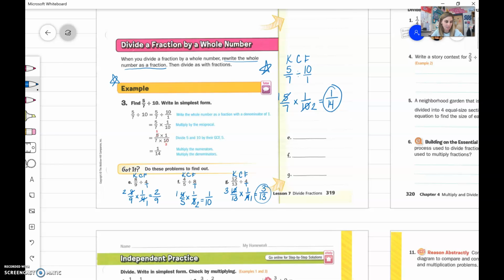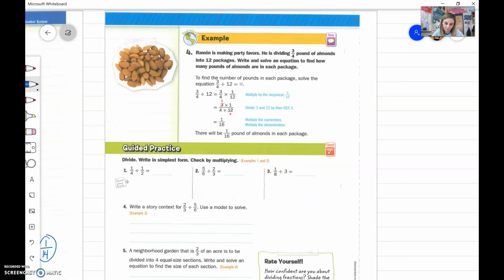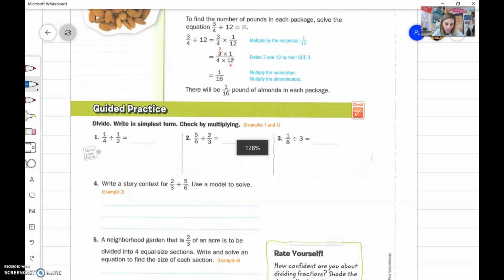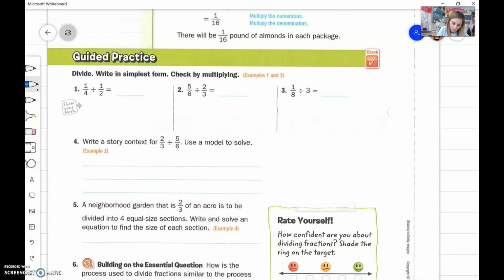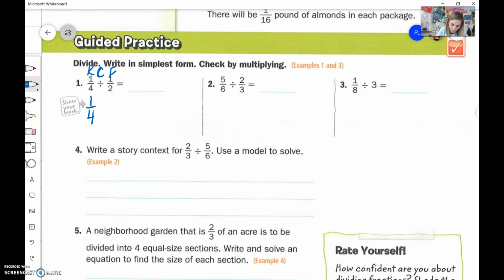Let's take a look at the next page, 320. Okay, here we go. Starting with this one right here, keep, change, flip. Keep, change, flip. Okay, we're going to keep the first number, change division to multiplication, and flip 1 over 2 to 2 over 1. Check that out. I cross simplify. 2 divided by 2 is 1. 4 divided by 2 is 2. I'm going to multiply across, multiply my numerators. 1 times 1 is 1. 2 times 1 is 2, and I get 1/2.